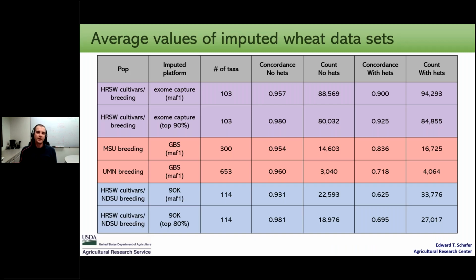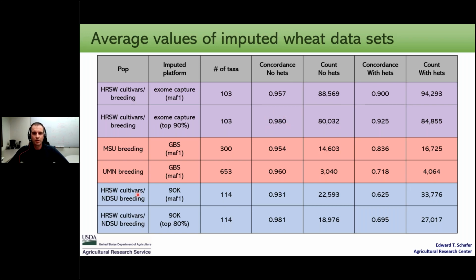Finally, in wheat, I ran several tests, and I'm just summarizing the average values that we get here. With this same set of 100 exome capture lines, I'm able to upgrade the 3K markers to about 88,000 exome capture markers. And then if you drop those poorly performing 8,000, your accuracy bumps up to 98%.